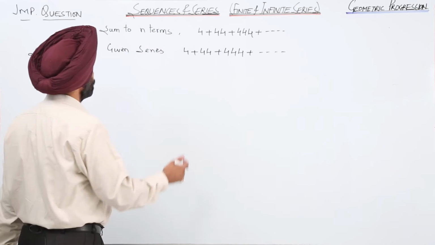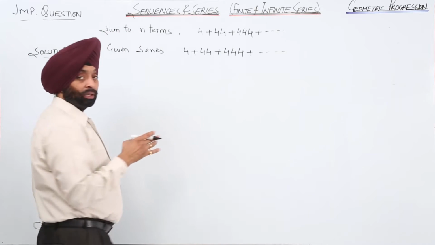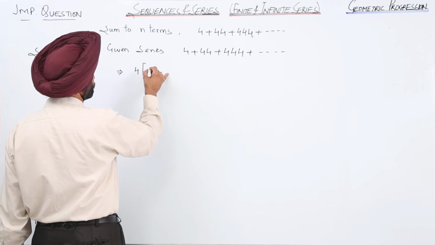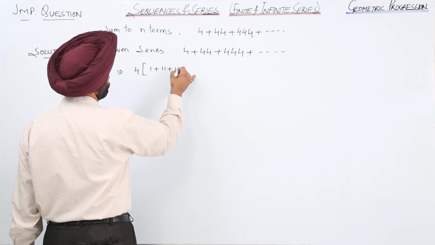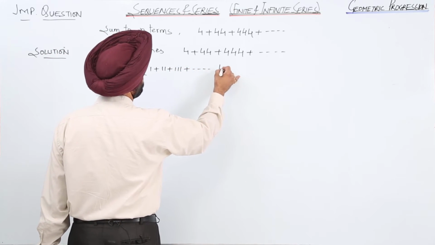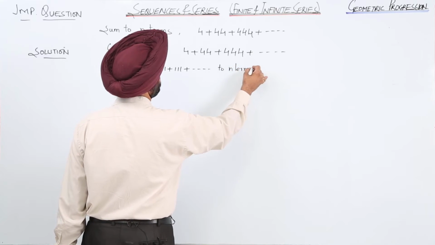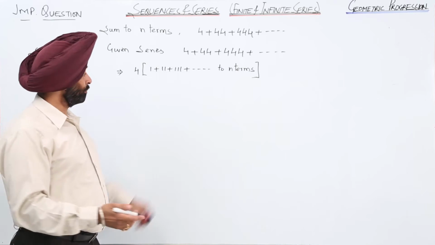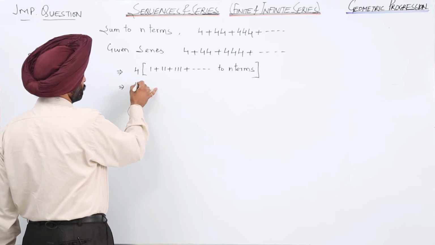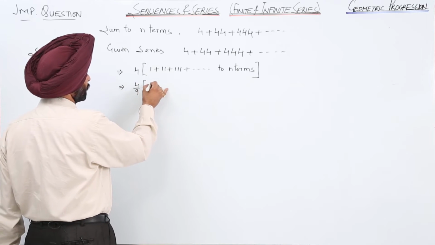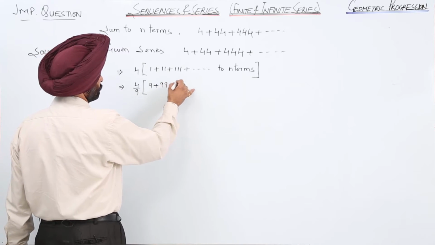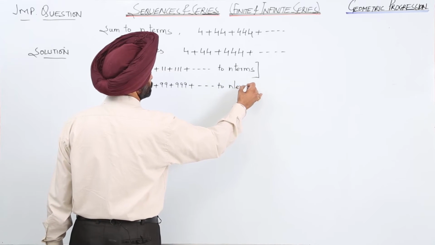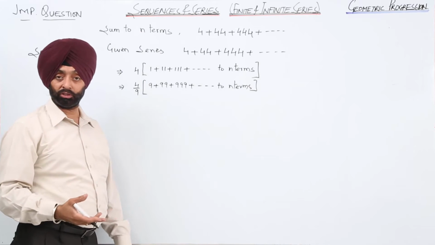Let's check it. Okay, so just to make a GP, what can we do? Just look here now. If I take 4 common, what will I get? 1 plus 11 plus 111, like this to n terms. Now still it is not a GP, neither GP nor AP. So what I am doing now is multiplying and dividing by 9, to n terms. Now is it a GP? No, still it is not a GP.